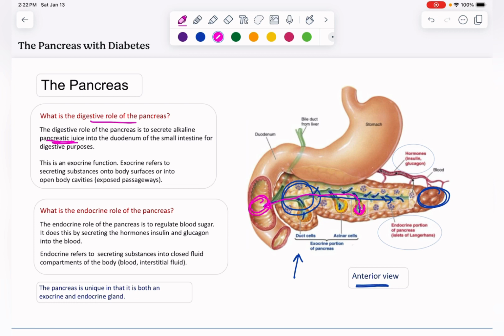And that function, the digestive function of the pancreas, is considered an exocrine function. Exocrine means that we're secreting substances onto body surfaces or into body cavities that are exposed to the external environment. And this is considered an exocrine secretion because the duodenum is exposed to the external environment up at the mouth and down at the anus. And the duodenum is continuous with the pancreatic duct. And so these digestive secretions are considered exocrine.